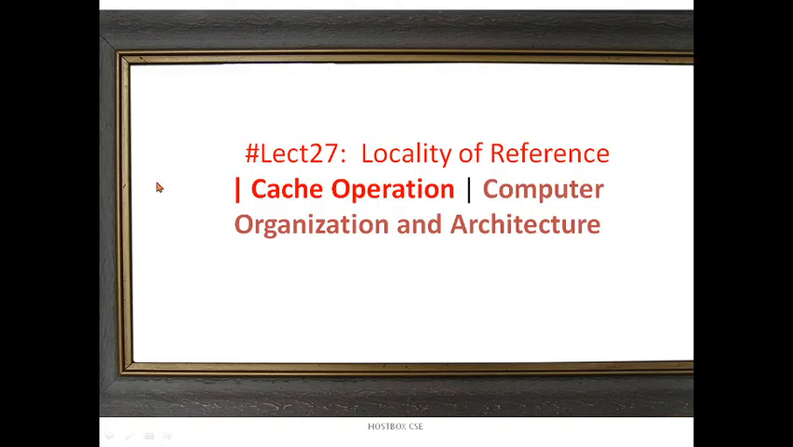Today we are going to see the topic called locality of reference. In the previous session I explained cache mapping techniques, completed by set associative mapping. Cache mapping has three types: direct mapping, fully associative mapping, and set associative mapping. Today we are going to see the locality of reference. The basic principle of cache operation is locality of reference, and we will see its types, how it works, and how it helps improve the performance and speed of computers.